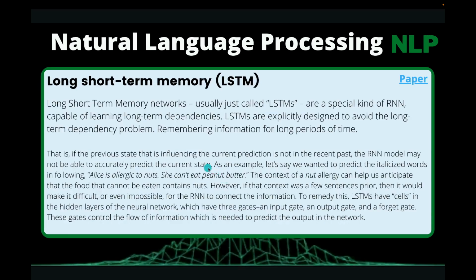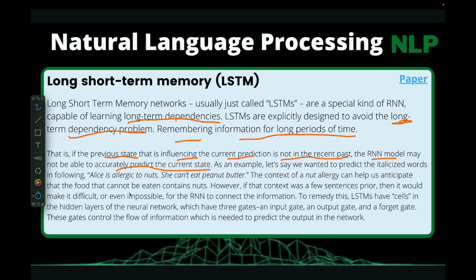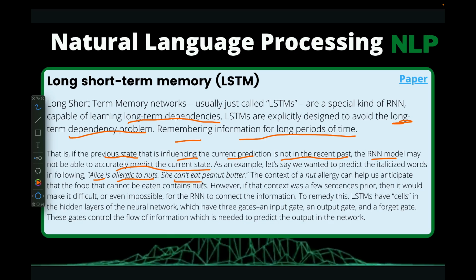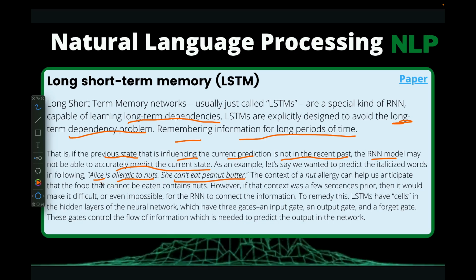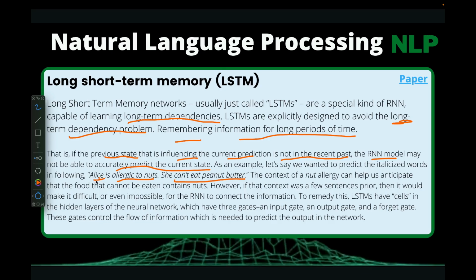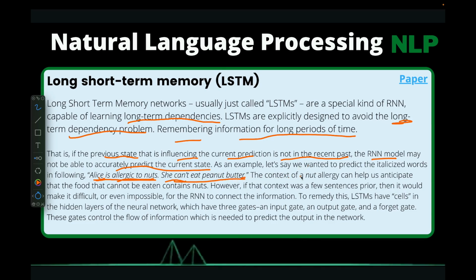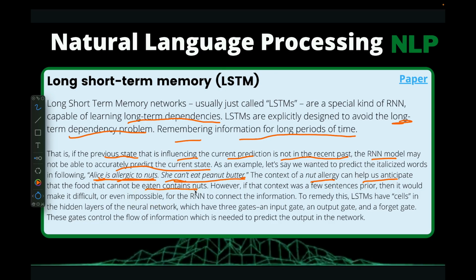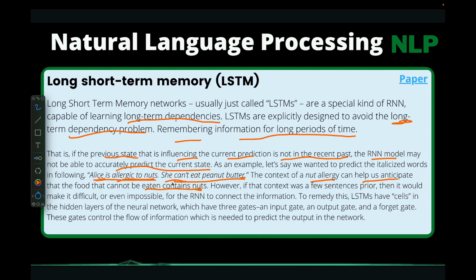Let's take this sentence here: Alice is allergic to nuts. She can't eat peanut butter. This is the corpus that we have. The context of nut allergy here can help us anticipate the food that cannot be eaten, which in this case contains nuts. We can anticipate that the food Alice cannot eat contains nuts, because we are saying that Alice is allergic to nuts, which implies that she cannot eat food that contains nuts.